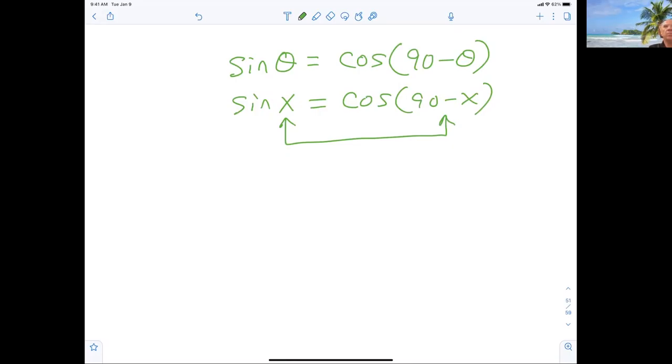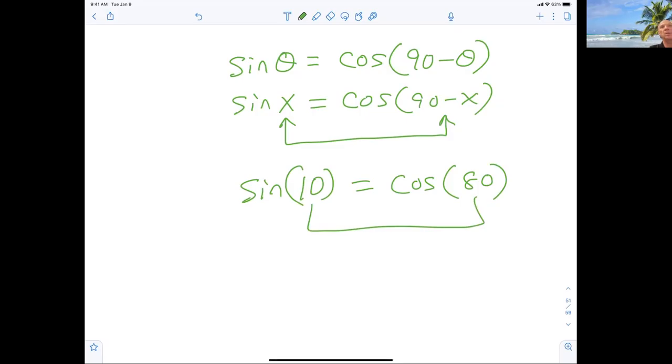So now, just a brief piece of information for you. If I said the sine of 10, that's equal to the cosine of what? 80. How do I know that? Because 10 plus 80 is what? 90. All right, now I'm just giving you this information because I know it's on the test. All right, that's what they mean.